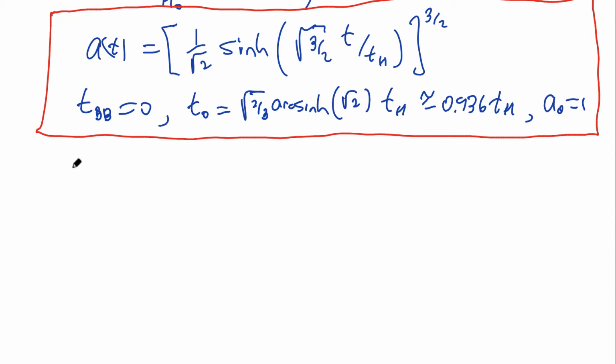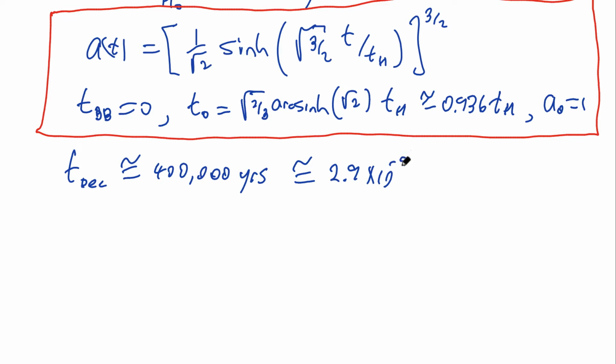Now recall the time of decoupling is about 400,000 years. This is the time atoms formed and the photons were released that we currently see as the cosmic microwave background radiation. So this is about 2.9 times 10 to the minus 5 Hubble times. And the scale factor at the time of decoupling was about 8.5 times 10 to the minus 4. So it was quite small compared to the current value of 1.